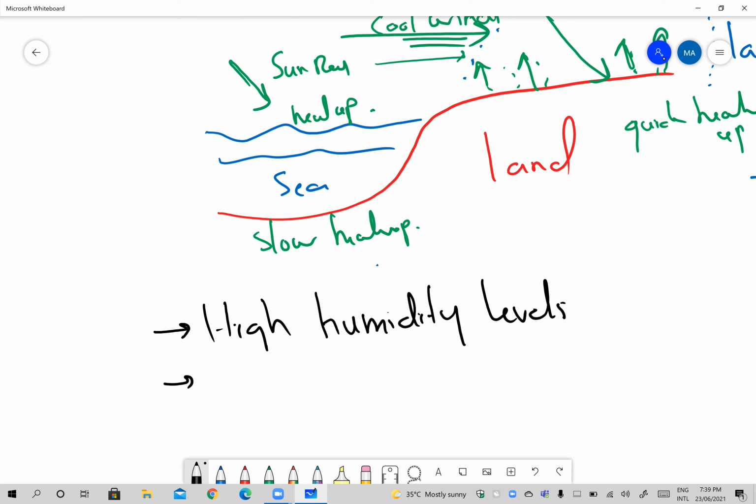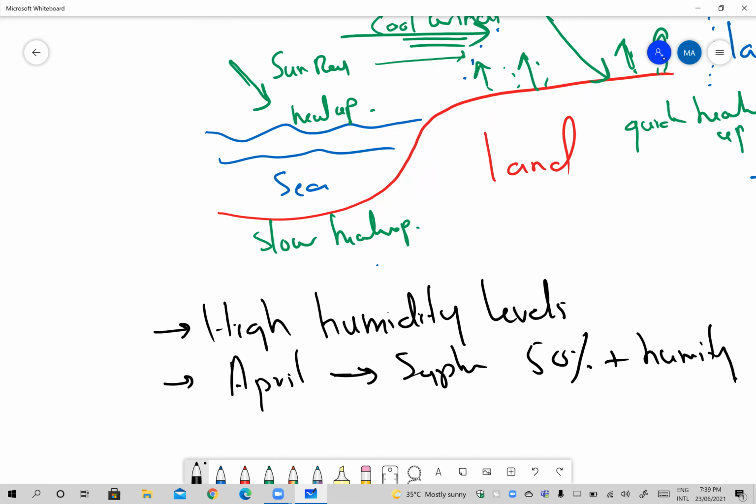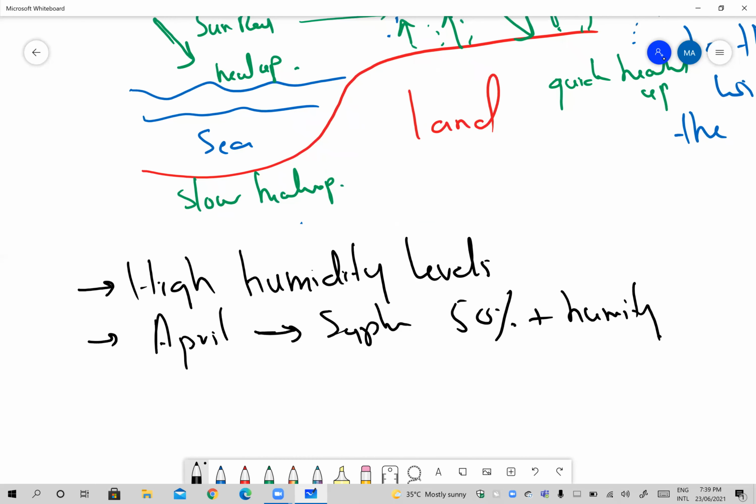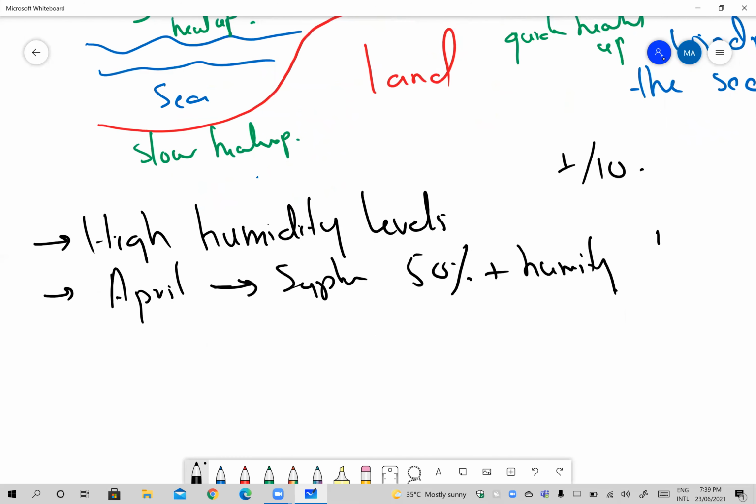I mean, if you look at the temperatures over here from April to September in Karachi, the humidity levels exceed 50%. 50% plus humidity levels. For example, how do I explain this to you? Let's assign some values, okay? Let's say if humidity was 1 out of 10 in winters, in April to September, humidity is 6 by 10. This is how the levels increase. And this is very extreme.